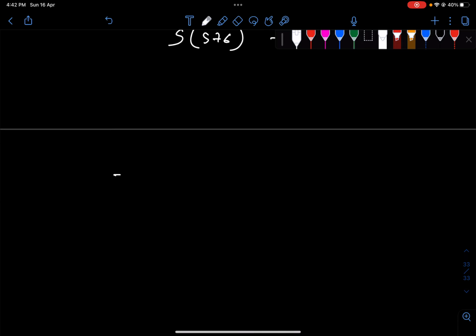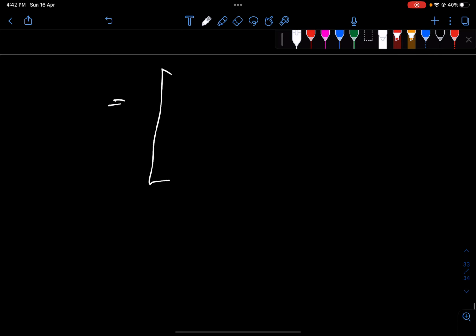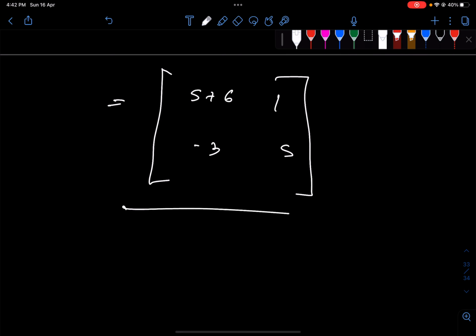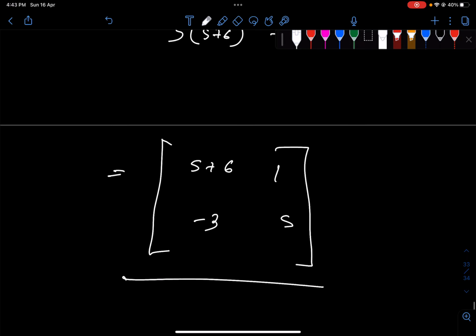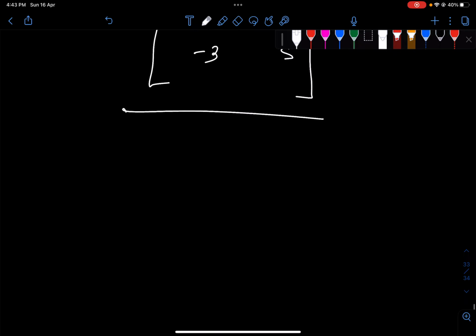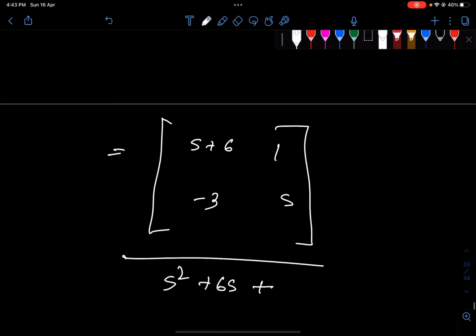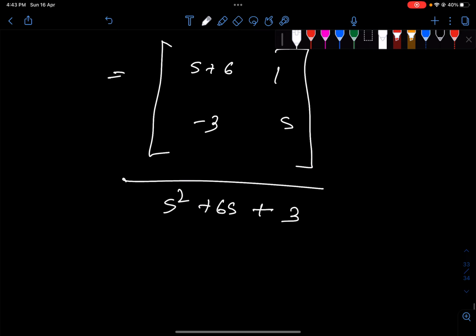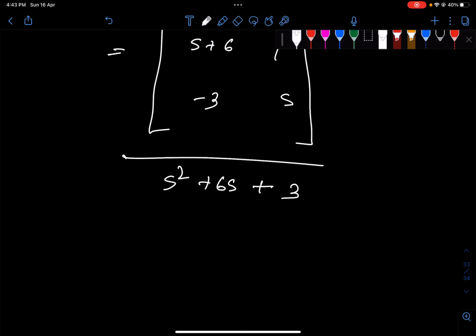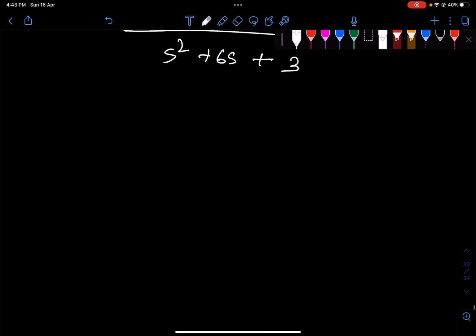Yep, this will be (s+6, s-3, 1) divided by s square plus 6s plus 3. So this is (sI minus A) the whole inverse. We have to multiply this matrix by using the C matrix as well as the B matrix.